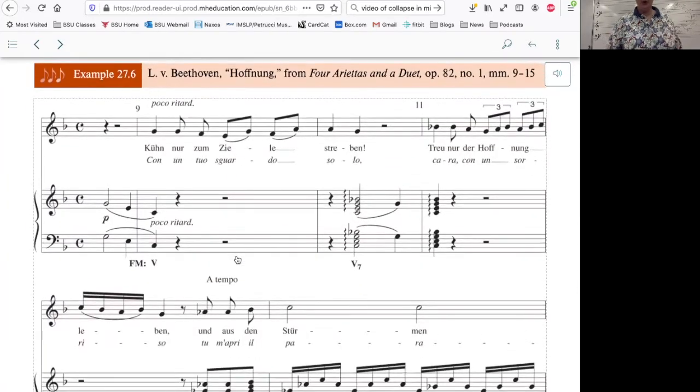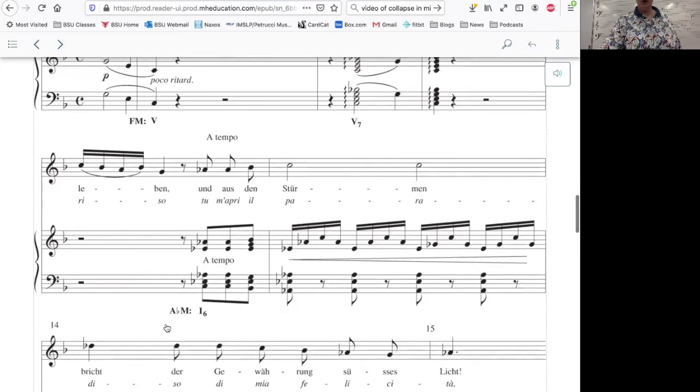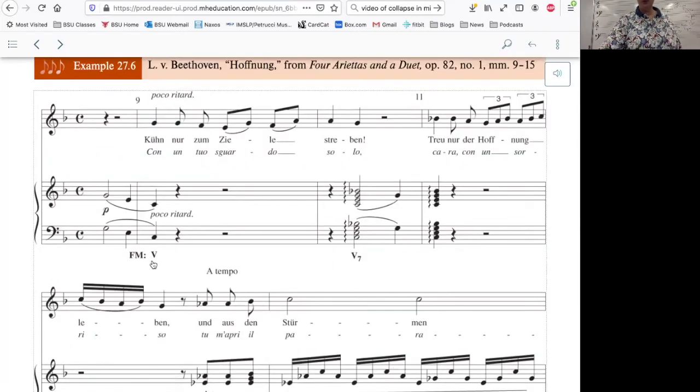So here's example 27.6. We're going to start in the key of F major, and we're going to move to the key of A flat major. And the link between these two keys is that the 5 chord in F major is a C major triad or a C dominant triad, and we have a nice 5/7 or C dominant seventh chord right here in measure 11.